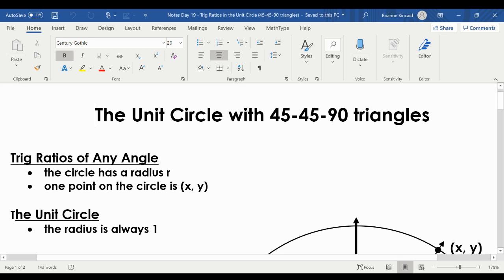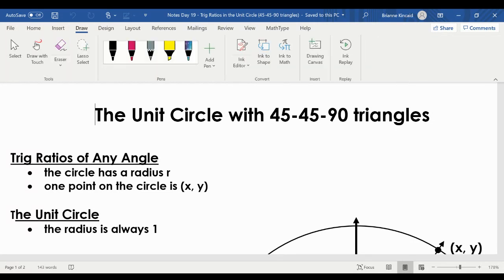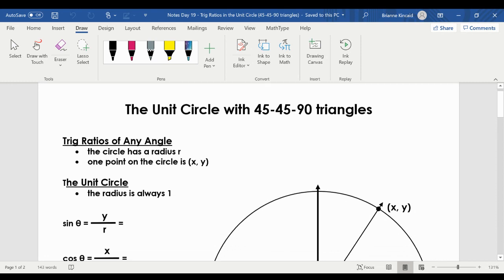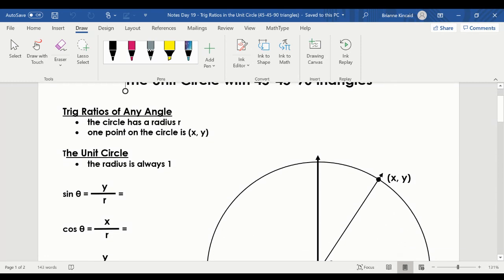Hey everyone, in this video we are going to be talking about the unit circle and how that relates with our 45, 45, 90 special right triangles. Now the unit circle is something that typically gets introduced in Algebra 2, but you really focus on it in a pre-calc classroom. So we're going to do a brief overview of it for now, maybe go a little bit more in depth later. So remember we did this in our last video, trig ratios of any circle.